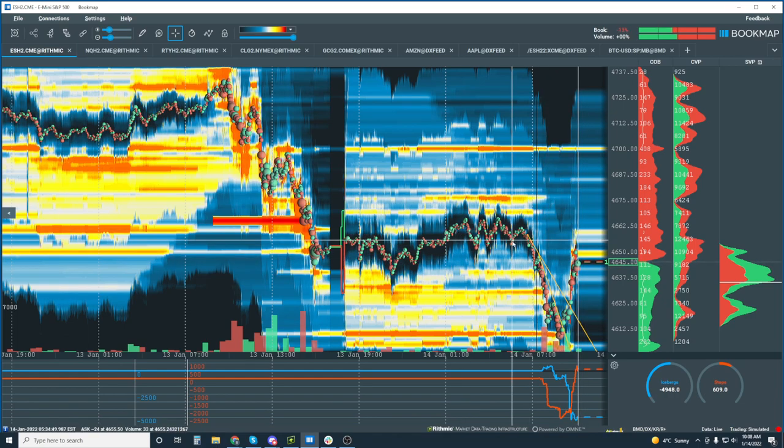Before we do, we're going to take a bigger step back and look at the broader picture, understand what's going on in market structure, and then we're going to drill down in that market structure. All right, so we're going to look at the order flow in Bookmap aligned with the higher time frame structure. So let's jump back here.